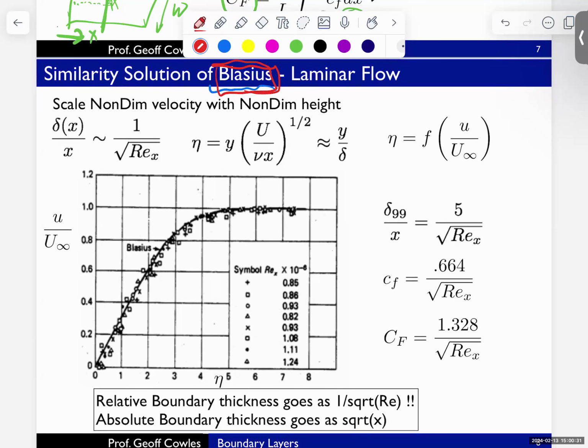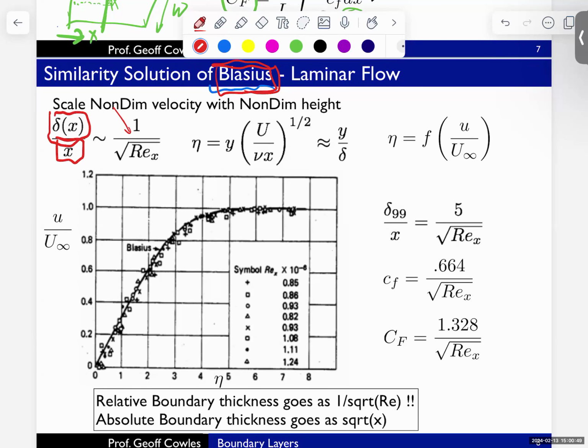He had to argue how things vary. So he argued that the thickness of the boundary layer, delta, which we know to be a function of X, that the relative thickness, meaning delta divided by X at a particular location on the plate, scaled as 1 over the square root of the Reynolds number.